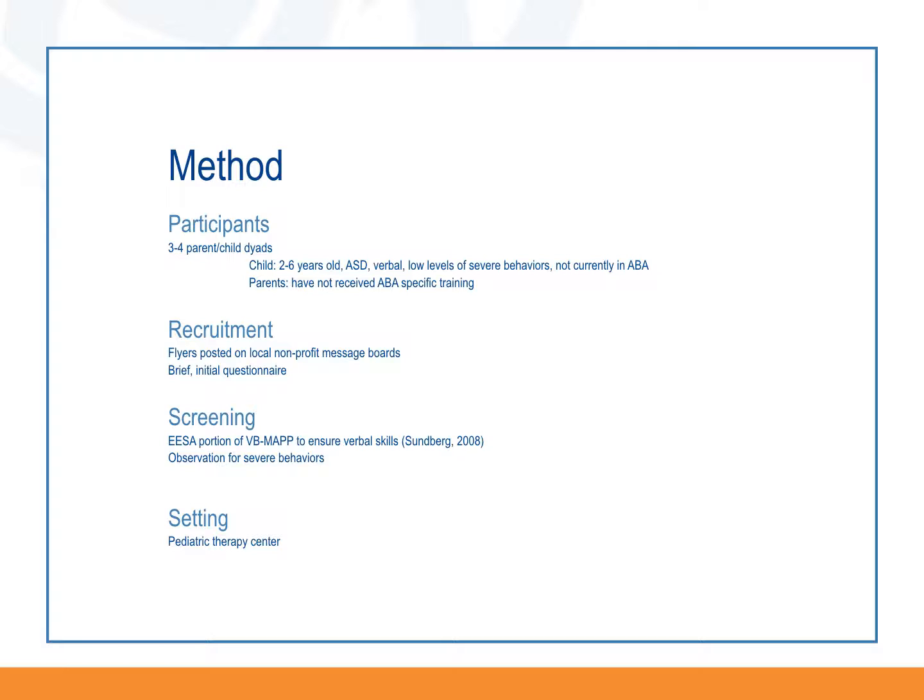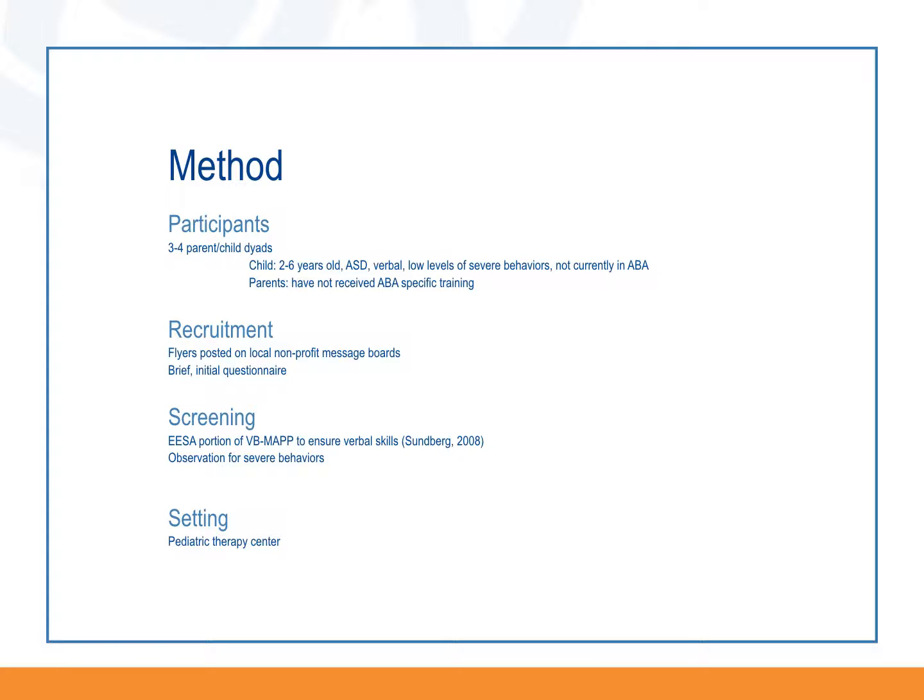So the method is going to be 3 to 4 parent-child dyads of children who are 2 to 6, have an autism spectrum disorder, and do have some verbal skills but have delays in verbal behavior. They have the ability to echo but do not have a large functional vocabulary. They have low levels of severe behaviors and are not currently in ABA. For the parents, they have to have not received ABA training before. For recruitment, we're going to post flyers on some local nonprofit message boards. There'll be a brief initial questionnaire that will be emailed out to anyone who is interested.